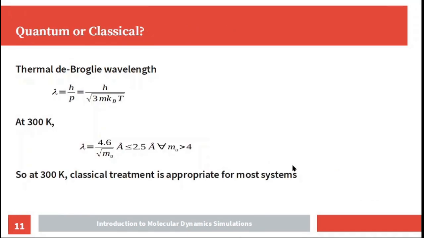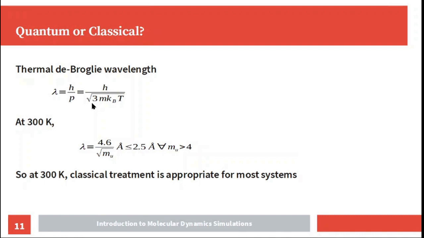So if you want to have molecular level information, the question is, should you apply quantum mechanics or classical mechanics to understand matter at that level? One way of deciding whether to apply quantum or classical mechanics is to find out the thermal de Broglie wavelength of the material in question. The thermal de Broglie wavelength of a material or of an object can be calculated using this expression, where h is Planck's constant, m is the mass of the object, kB is the Boltzmann constant, and capital T is the temperature in Kelvin scale.